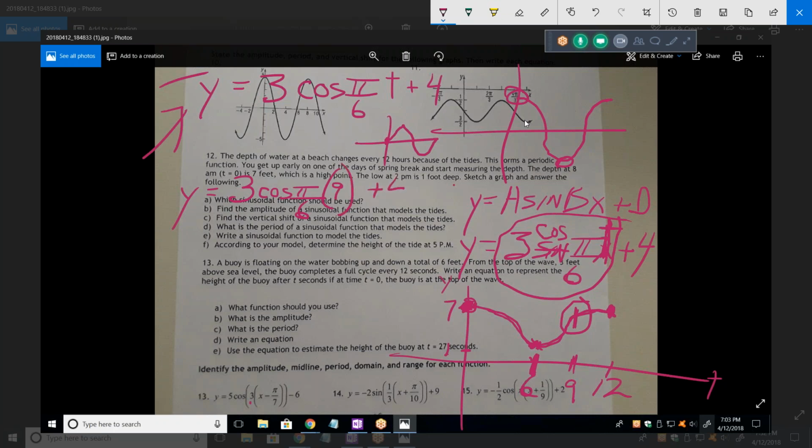Okay. Now that's a number. We just have to figure out what it is. Okay. Well, that's 3 cosine of 3 pi over 2 plus 4. Here's the cosine curve. There's 3 pi over 2. 0. So what should the height be?